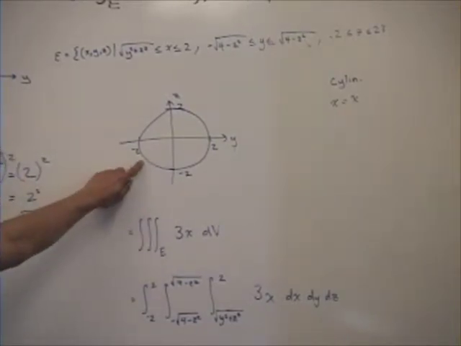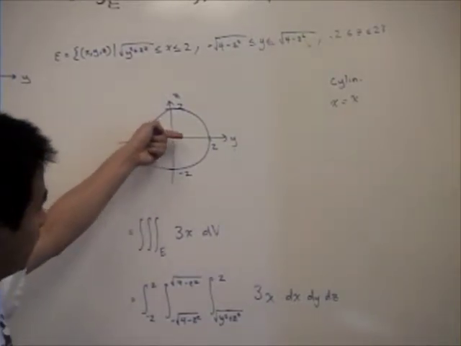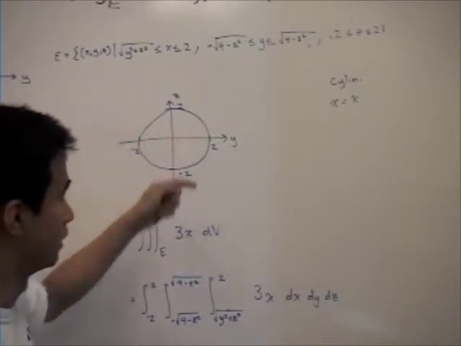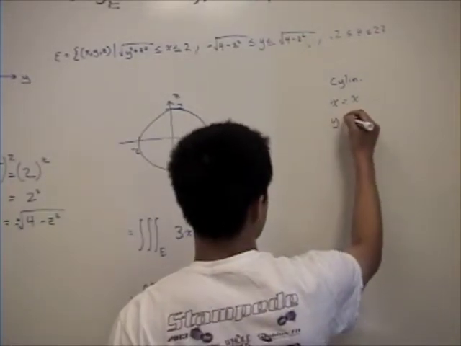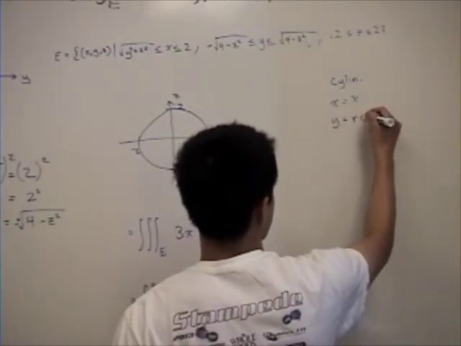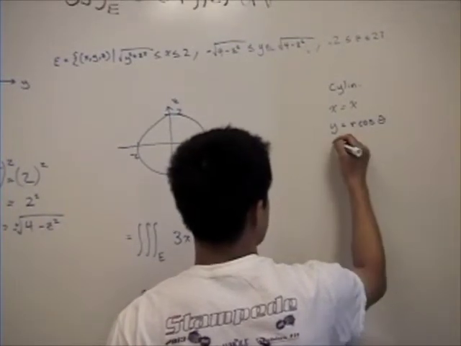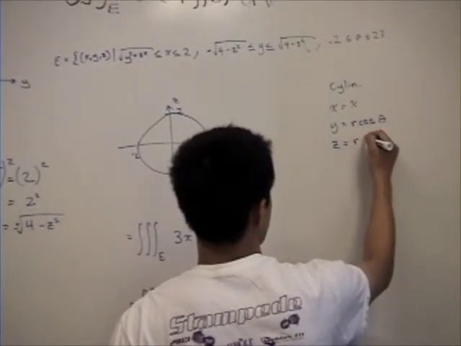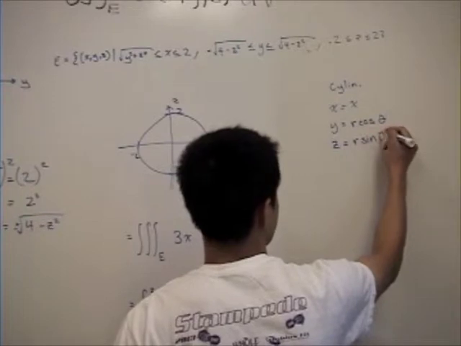Looking at our circle, we can say that y is going to be something in terms of cosine. So we're going to say y is equal to r cosine of theta, and z is equal to r sine of theta.